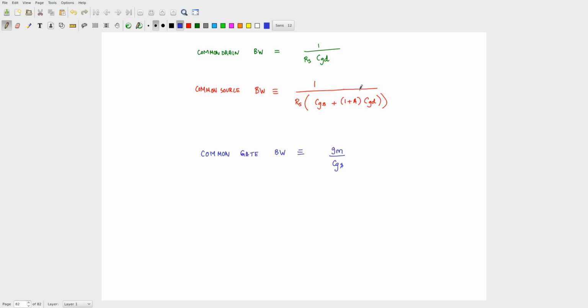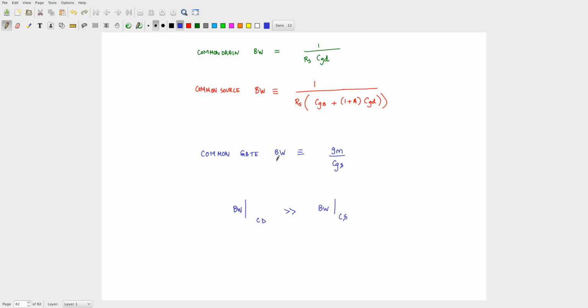CGS. Okay. Out of all these, what did we say about these two? We already had said that the bandwidth of common drain is much greater than the bandwidth of common source. And what do you think about this one? What do you think about gm by CGS with respect to this one? Right? So clearly CGS is more than CGD, right? So that means there's a tendency for this common gate bandwidth to be what?